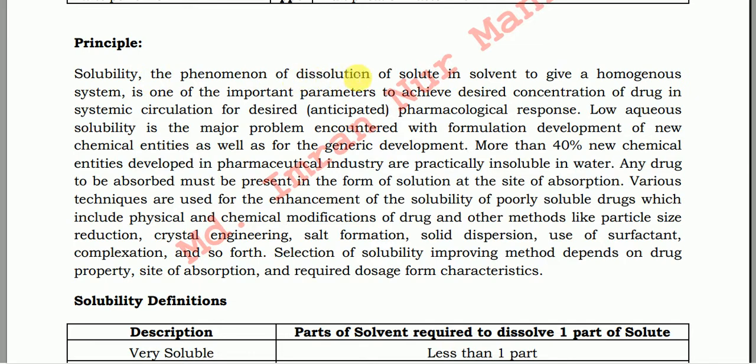And dissolution and solubility are very important because if the drug is not soluble enough, then it will not produce the desired concentration in the systemic circulation or in the blood. And if the concentration of the drug in the blood is not enough, then it will not produce the desired pharmacological response. For example, you have got a fever, you have taken Napa Extra.